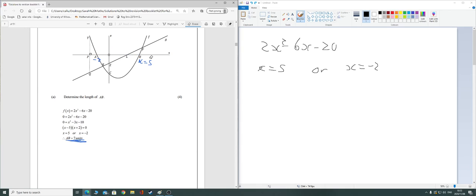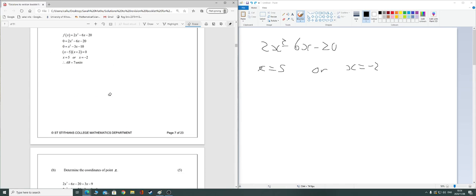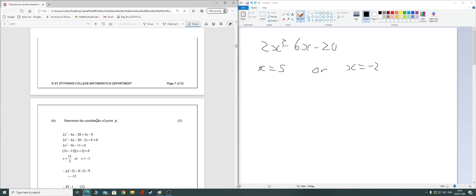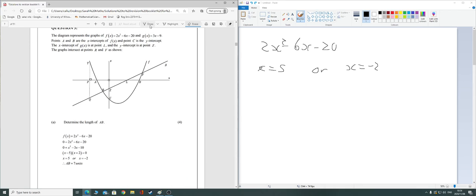Nice and easy, nice and simple, but I can see that they're going to get harder because they have a line graph and all of that. Okay, so determine the coordinates of the point R. If we look on our graph here, R is the intersection between our parabola and our straight line. So that's actually nice and easy to figure out.